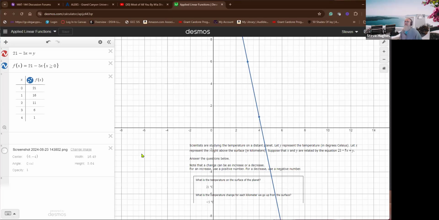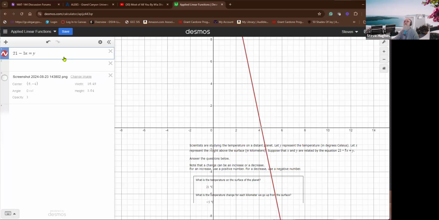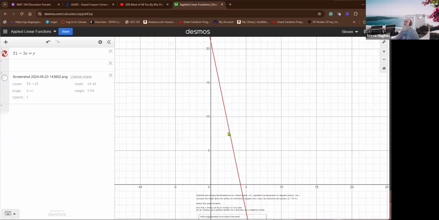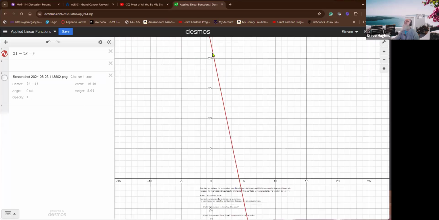Everybody, if X is the number of kilometers off of the planet, how many kilometers are we off the planet when we're on the surface of the planet? 0, right? Exactly. So if we scroll down here just a little bit on our graph, you can see if I click on the graph right there, when X is 0, Y is 21. That's 0 kilometers off the planet. The temperature is 21 degrees Celsius.